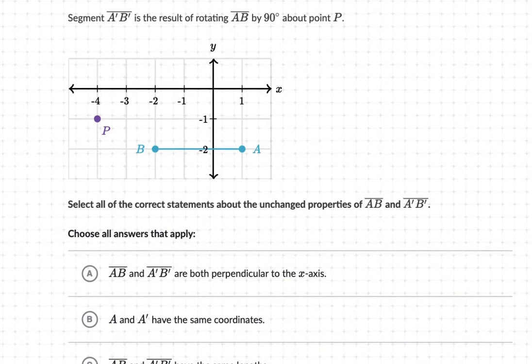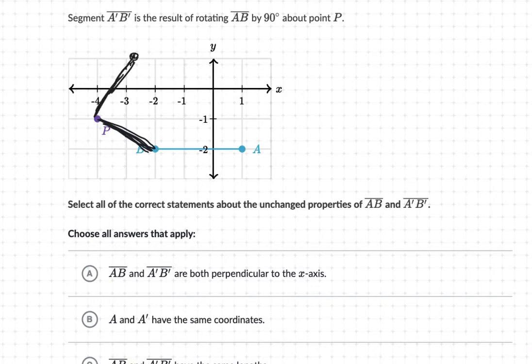Okay, so the result of rotating AB about point P. So they're rotating it around here. This is the point of rotation. This is like the elbow right here. 90 degrees. They don't really tell us in what direction, so we can always assume it was 90 degrees this way.